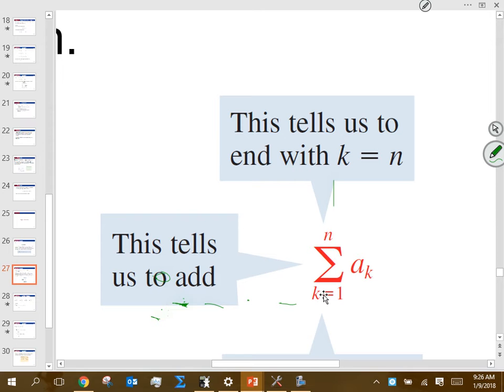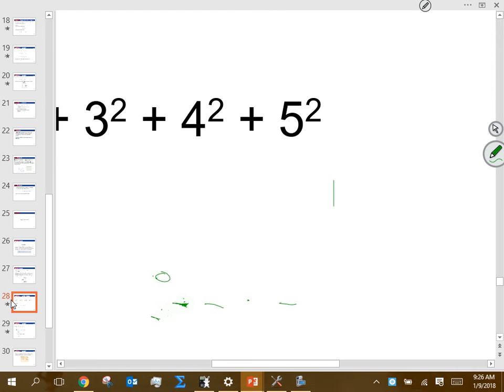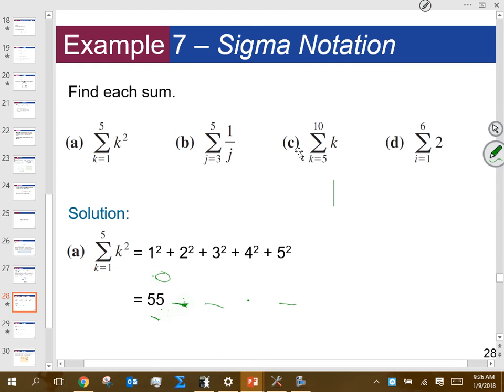So that's where we start. That's where we're going to finish. Sigma tells us to add, and this here becomes your rule. a sub k can be anything, any algebraic expression that you or the author sees fit to put in there. And sometimes we can look at a sequence, and looking at the sequence, we're able to work our way backwards and find the sigma notation for that sequence. In this case, this k squared here is the rule that is providing our sequence. Does that make sense, everybody?